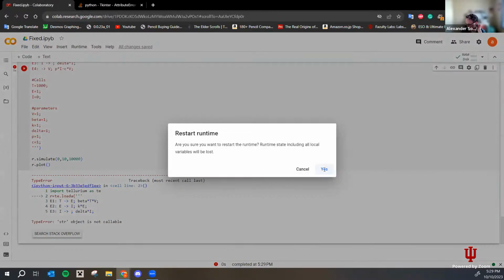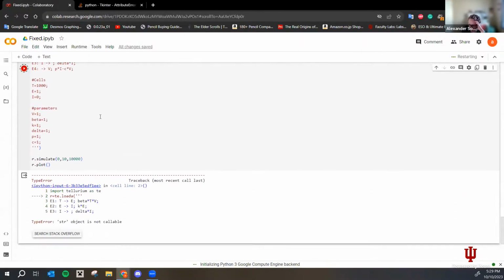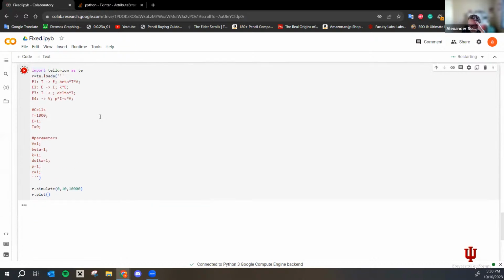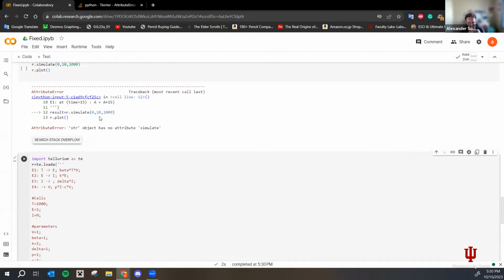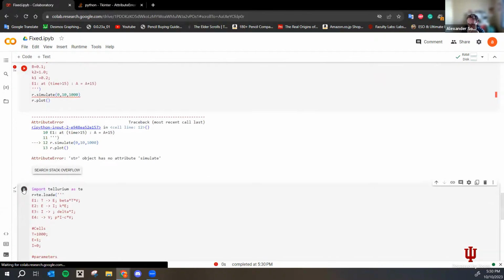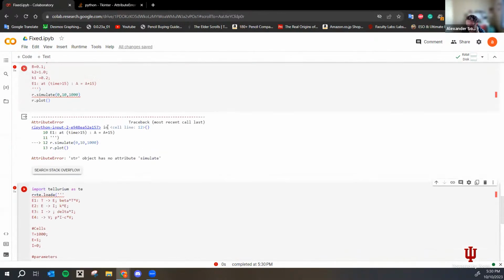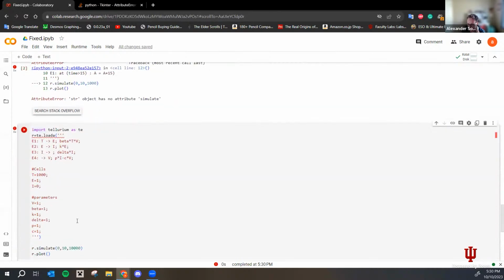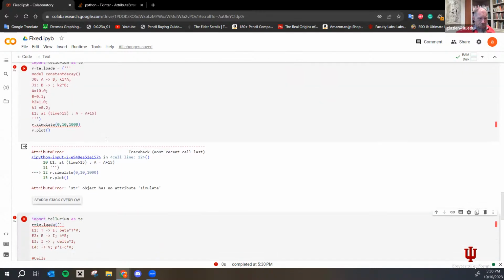If I restart the runtime, this code will work. But then after some amount of time, it won't work anymore. And if I try that one, I'm not sure what's happening. As soon as I try to run this, nothing else will work. Well, let's look at the one that's failing, the first one that's failing.